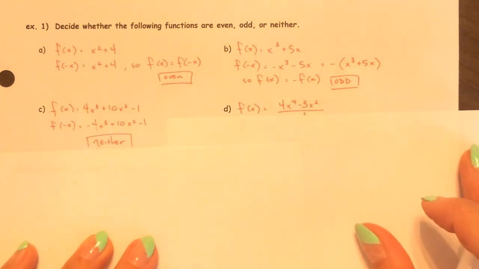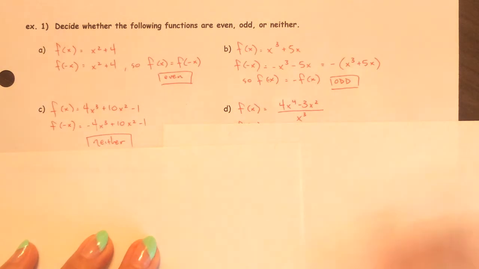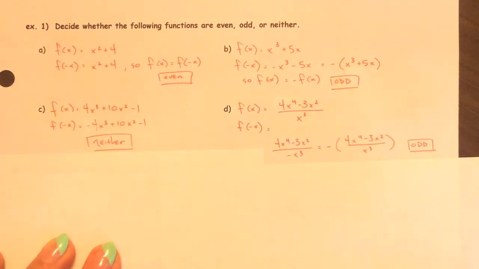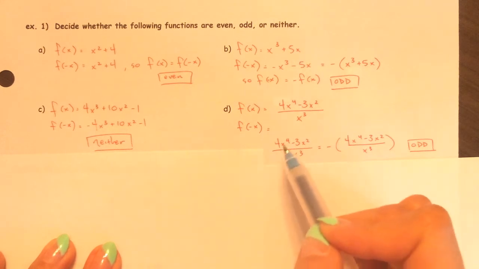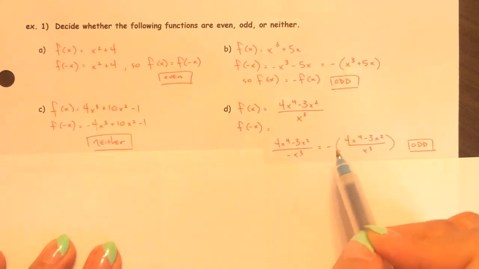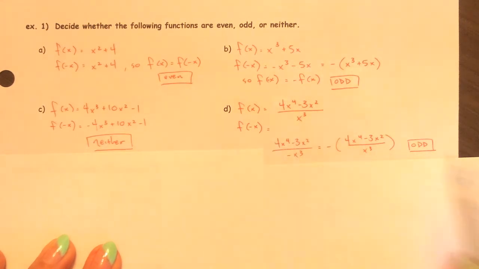You're going to try the last one. Don't just copy. You're going to actually plug in the negative and see what happens. You should pause it. And then, hopefully, you'll realize that when you plug in a negative, you get a negative here, which can be pulled out to the front, which is the same thing but with a negative in the very front, which means it's odd.